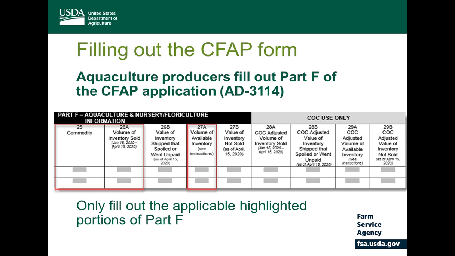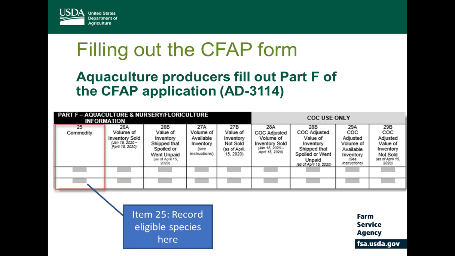So how to fill out the CFAP form. It's in the same areas where the aquaculture and nursery was, except in this case, the areas that are going to apply are numbers 25, 26A, and 27A. So 25 is the commodity. Once again, if you have multiple types of ornamental fish or multiple recreational sport fish, it's one line item for each. Let's just say a producer has salmon and trout, it's one line item for salmon, another line item for the trout.